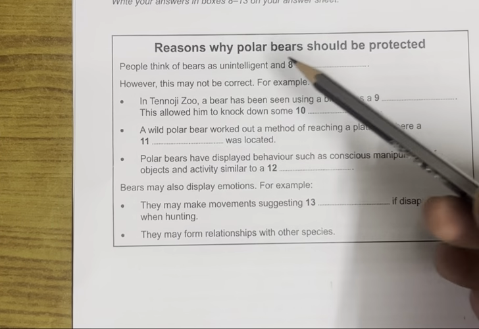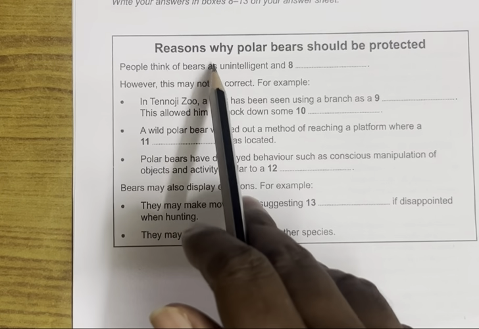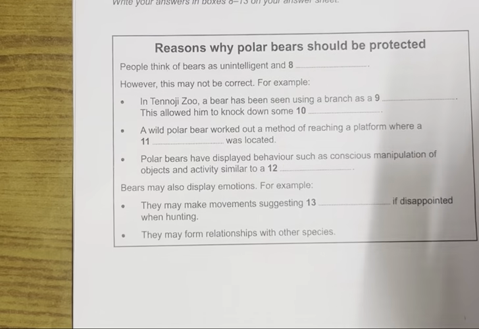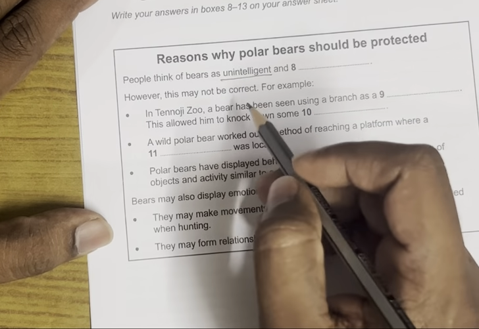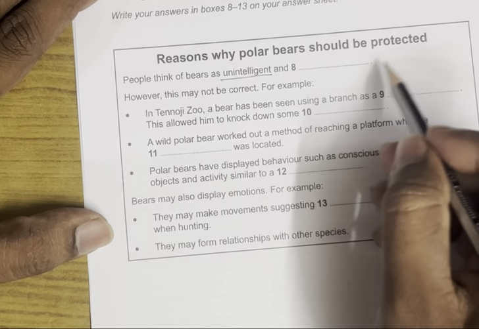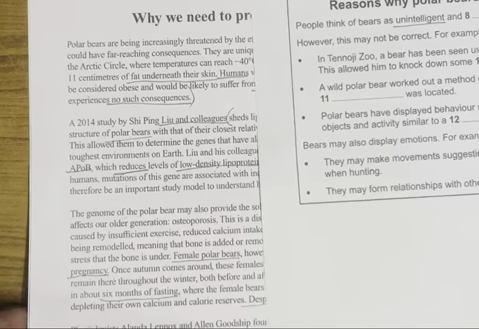Right. Reasons why polar bears should be protected. People think of polar bears as unintelligent and dash. So what is the keyword here? Unintelligent is the first keyword and something else is there. So let's find out what it is. Let's take it as a challenge, or let's consider we are solving some puzzle.